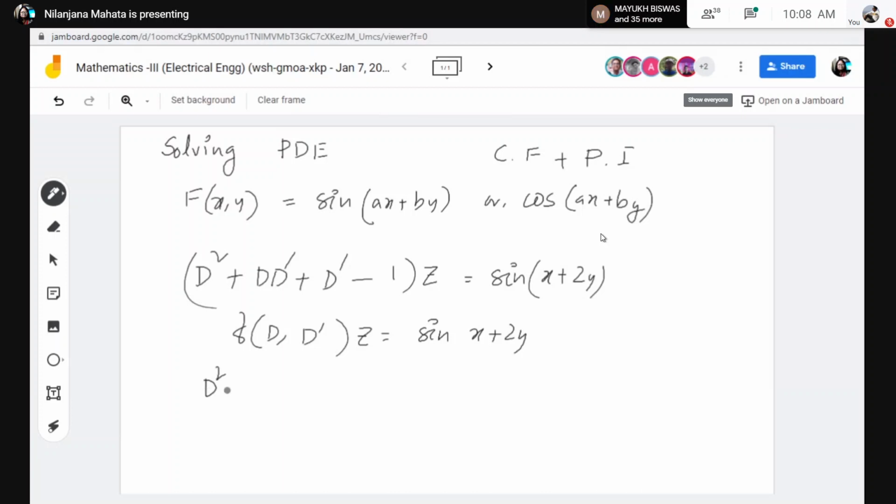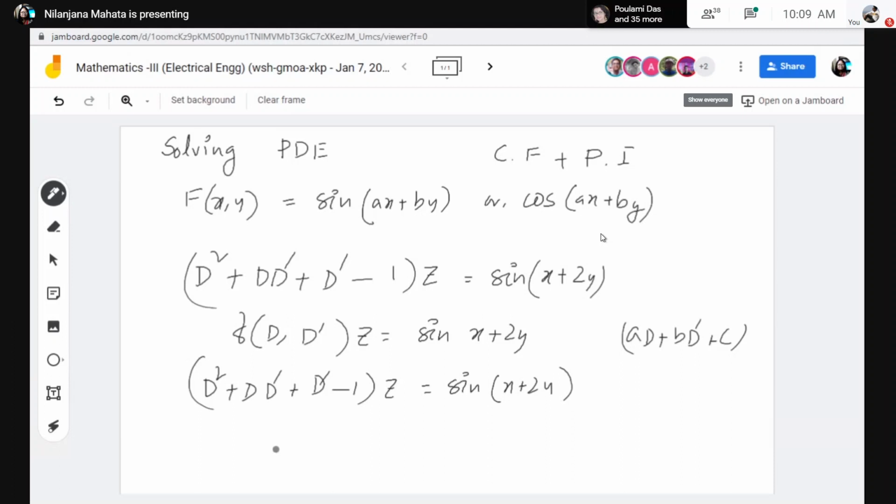Where f(D, D') is given by D square plus DD dash. I have to factorize it in the form aD plus bD dash plus c. We have to factorize in this form for finding out the CF.